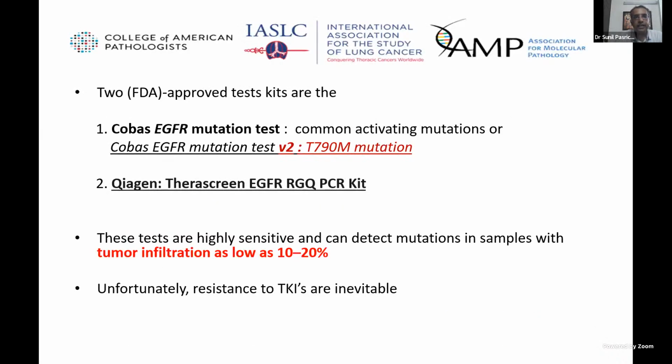So two FDA-approved test kits we are having both at our institute at RGCI, the COBAS EGFR mutation test and COBAS EGFR mutation test V2 for T790M mutation, and also QIAGEN TheraScreen PCR kit. These tests are highly sensitive and can detect the mutation in samples with tumor infiltration as low as 10 to 20%. Unfortunately, the resistance to TKI is inevitable.